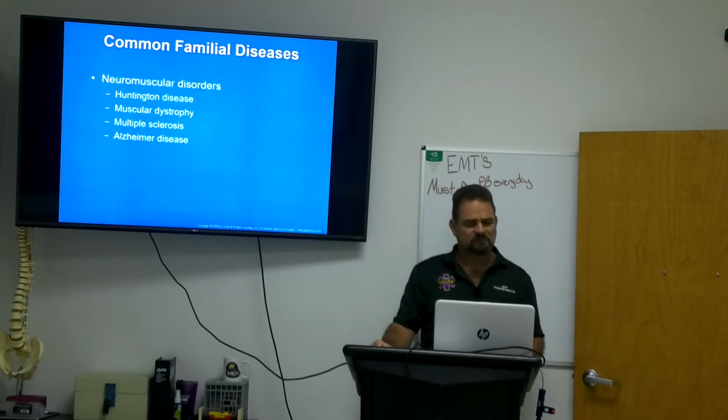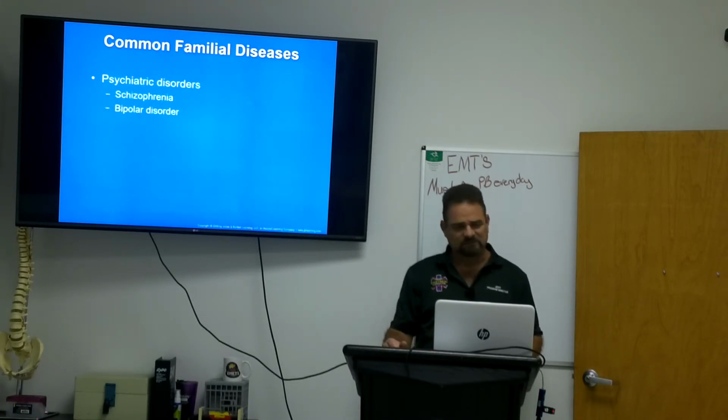Some of the neuromuscular disorders: Huntington's disease, muscular dystrophy, multiple sclerosis, and Alzheimer's disease. These are common familial type of diseases. Some psychiatric disorders are also familial. If it runs in the family, it very well might strike you.